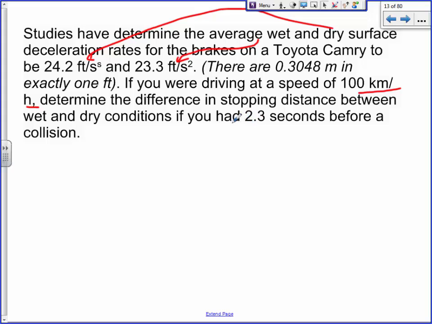This just took this to the next level, eh? Because it's not just about plugging some numbers in a formula and getting your answer. We're going to have to do a bunch of unit conversions. We're going to have to do this work twice and then figure out how much better the dry deceleration value is than the wet deceleration value. So, okay, let's start it.